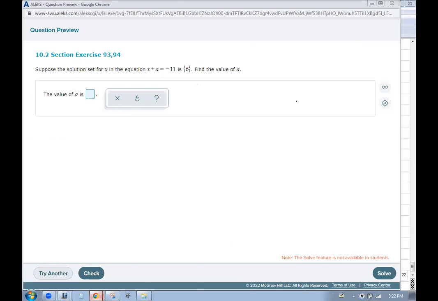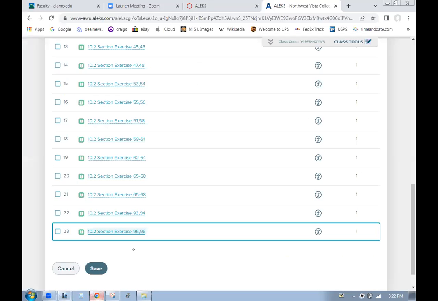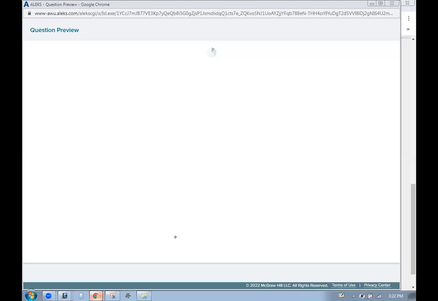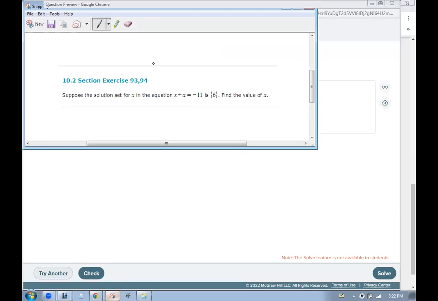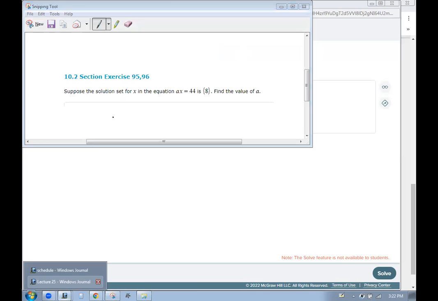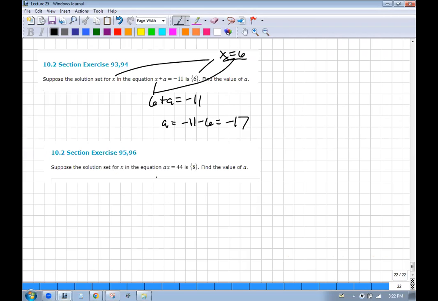I think we've seen enough of this. I guess we could do one more. Suppose the solution set for x is 8. What they're saying is x is 8. So if x is 8, and we want to know what a is, it's 44 divided by 8, right? Divide both sides by 8.